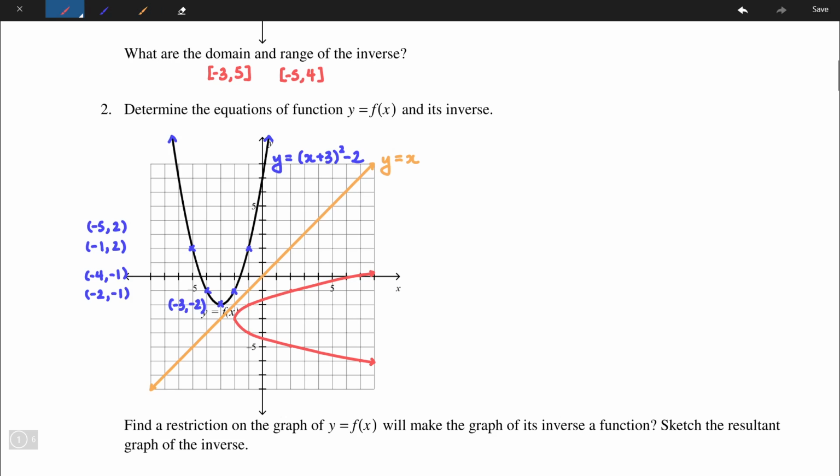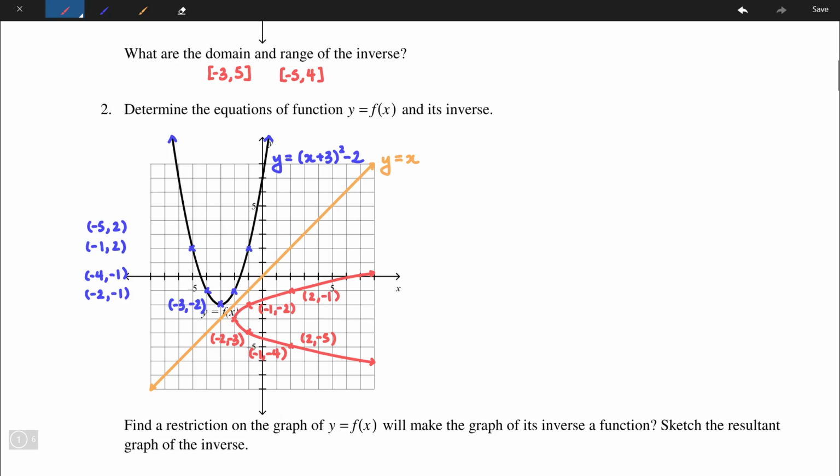Okay, so the inverse will have points (-3, -2), and then these 2 points here would be (-1, -2) and (-1, -4) respectively. And we also have the points (2, -1) and (2, -5). Okay.